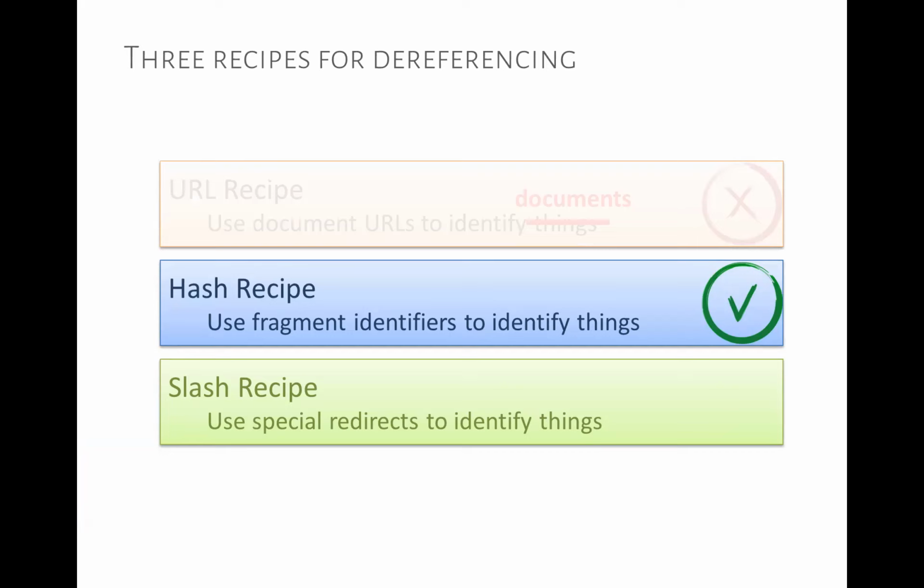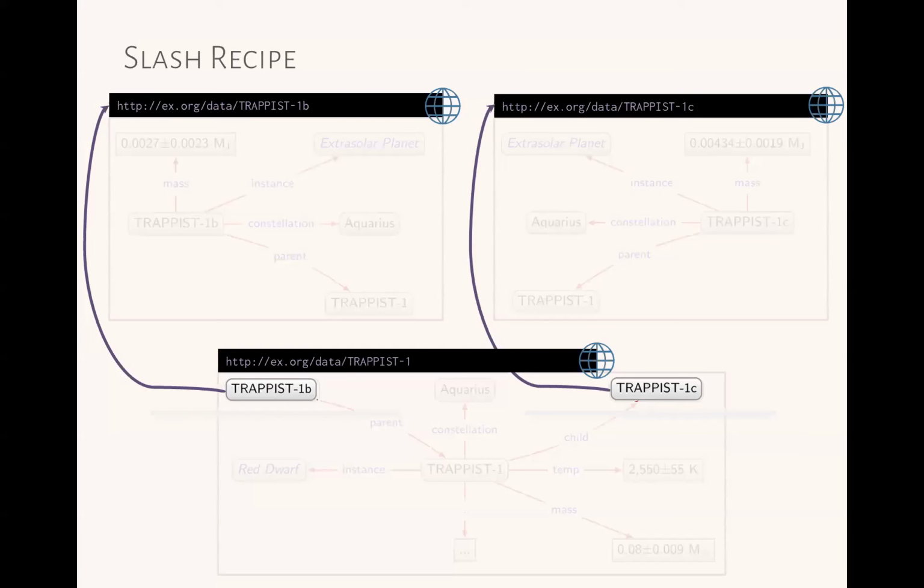So what is the slash recipe? We're going to use redirects, and we're going to use a special type of redirect to point from the identifier for the planet or the star or the entity to the web page that describes it. So this is the more complex recipe.